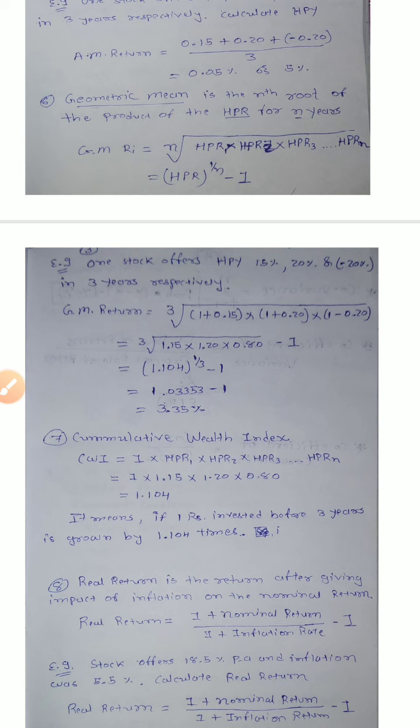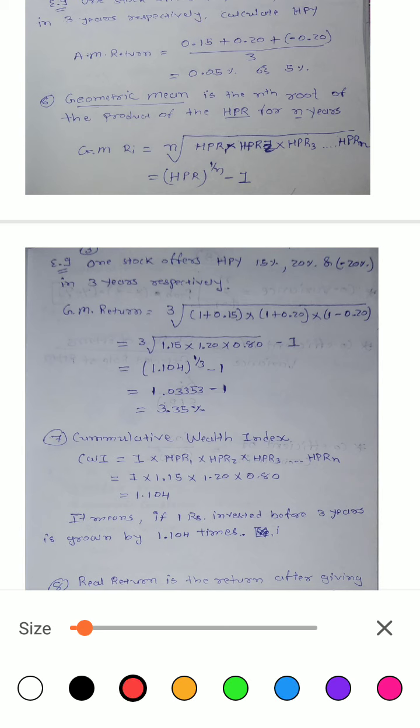Now if you see, the arithmetic mean was 5%, while the geometric mean is 3.35%. The data are the same. We are calculating the average return for 3 years, but generally the geometric mean will always be less than the arithmetic mean if the return is not the same every year.